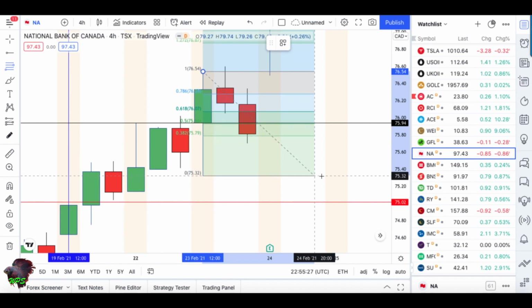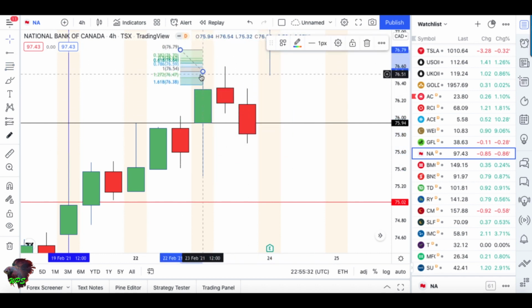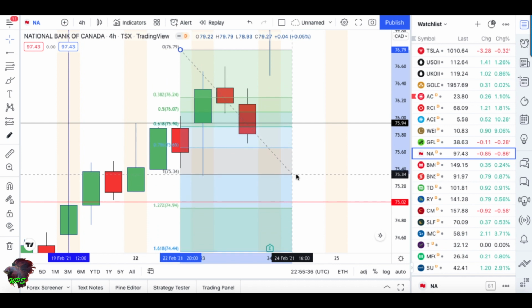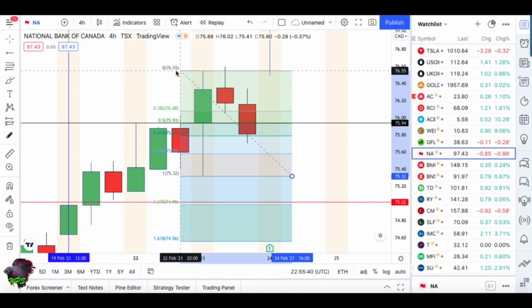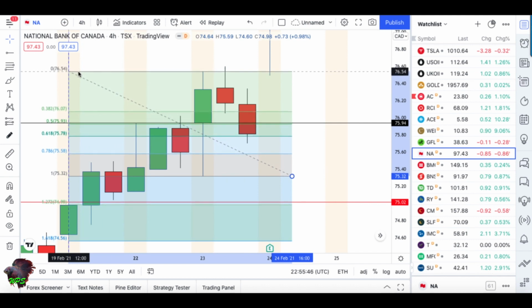Actually, okay, not like this, sorry. So I'm going to mark it like this from here to the height of the candle, just the height of the candle here. I'm trying to show you the numbers here so you can see the measurement. Okay, so take a look.